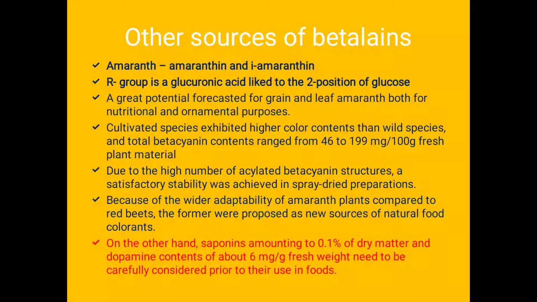The other sources of betalains: amaranthine and isoamaranthine. The R group is a glucuronic acid linked to the 2 position of glucose, a great potential source for grain and leaf amaranth, both for nutritional purposes. Cultivated species exhibited higher color content than the wild species. Due to the high number of acylated betacyanin structures, satisfactory stability was achieved in the spray-dried preparation. Because of the wider adaptability of the amaranth plant compared to the red beet, farmers were proposed a new source of natural food colorant.